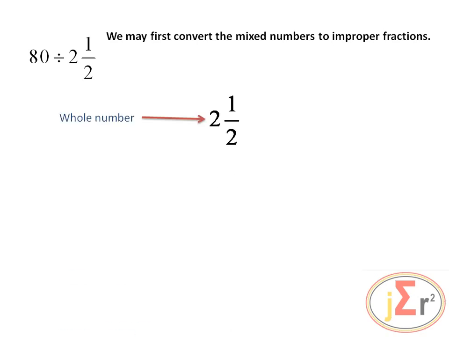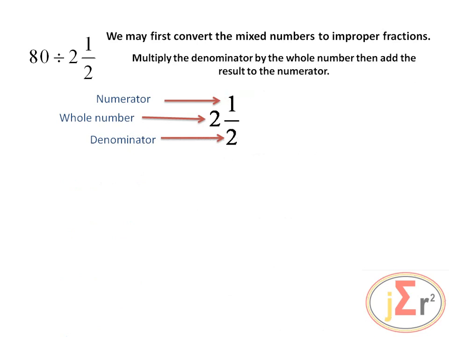whole number part, we have the numerator, and we have the denominator. How do we do the conversion? Multiply the denominator by the whole number, then add the result to the numerator. So we say 2 multiplied by 2 is equal to 4. That is, we are multiplying the denominator by the whole number. Then we say 4 plus 1.